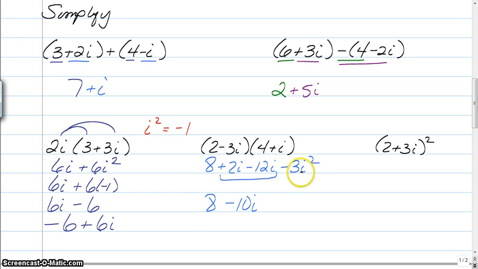Now remember again, i squared is a negative 1. So this is negative 3 times a negative 1. So this is plus 3. Final answer, 11 minus 10i.